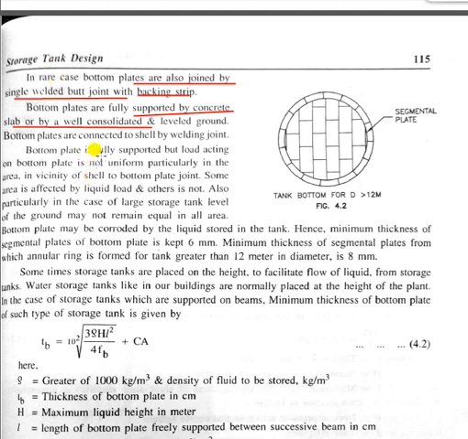Bottom plate is fully supported, but the load acting on a bottom plate is not uniform, particularly in the area. We make the bottom plate fully supported on the basement, at the level of the land, but the level is not considered, as the load on the bottom surface of the vessel is not uniform at every point. The load acting on the bottom plate is not uniform, particularly in the area.